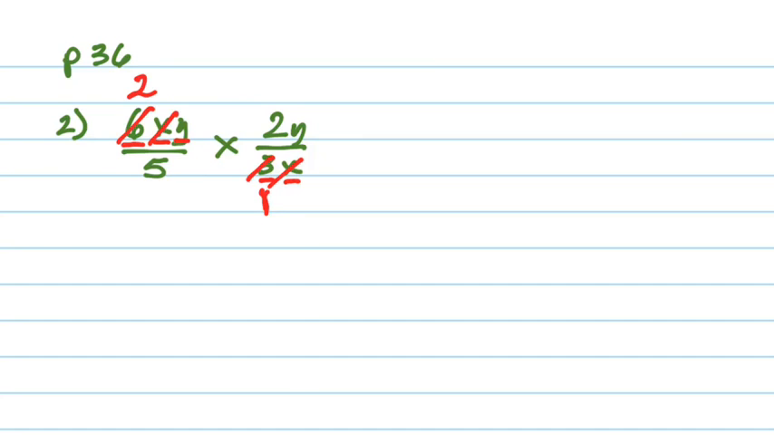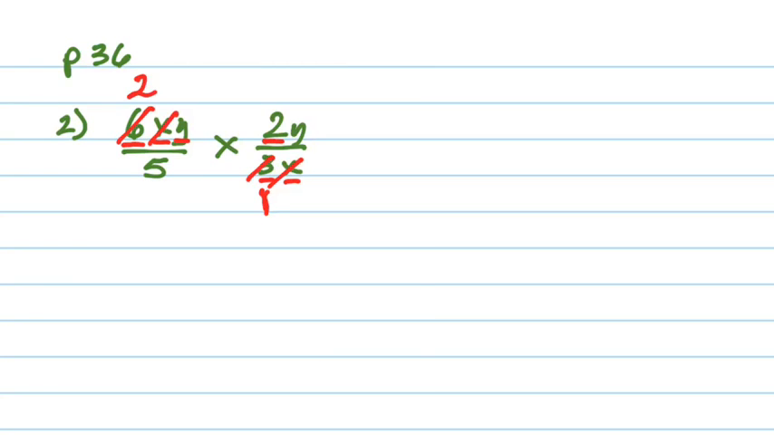Then the next factor is a y. Is there a y anywhere in the bottom? No. Now there's a y up there. Can I divide those two away? No, because remember, you have to be going numerator to denominator. You can't be going across when you're dividing. You have to be crossing that fraction bar.